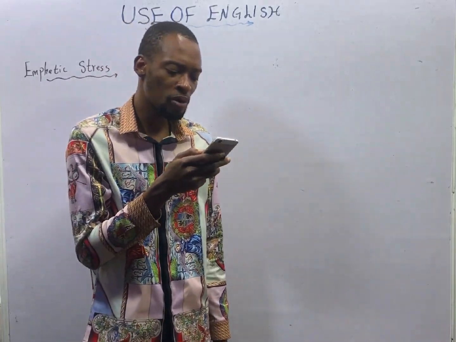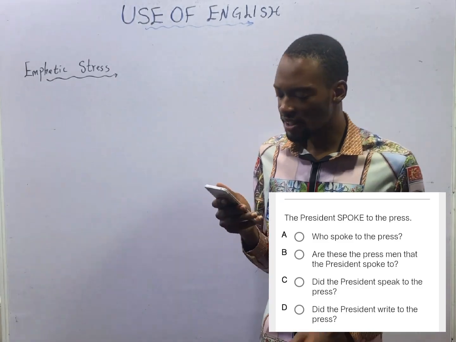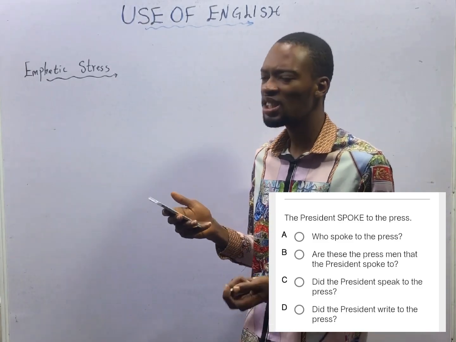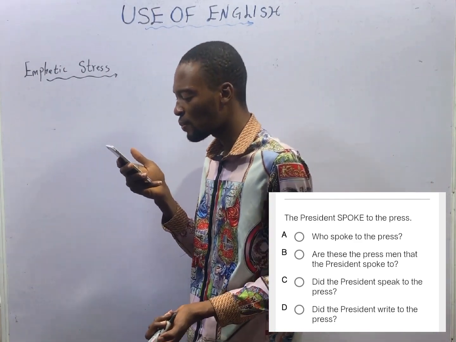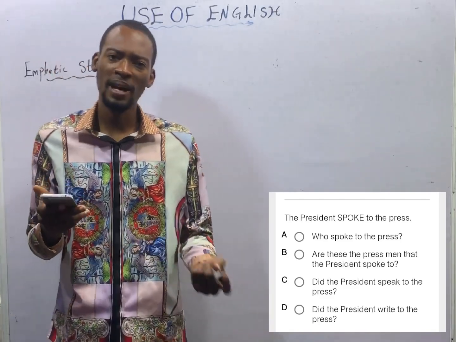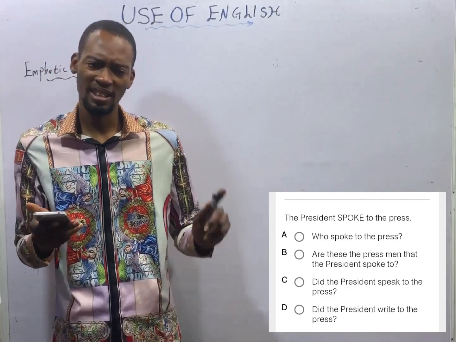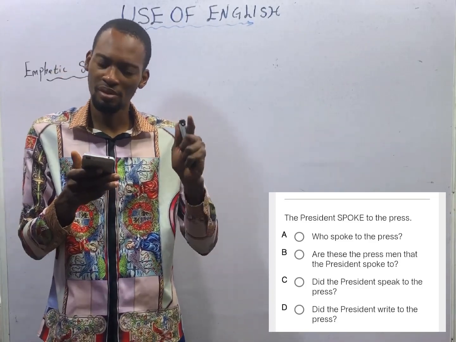The president spoke to the press. Spoke to the press. Not listen, he spoke to the press. He did not write, he spoke to the press. A, there is spoke. B, there is spoke. C, there is speak. Whether you change it from past tense to present tense, it doesn't matter. Speak, spoke, they are the same. The correct option is option D.